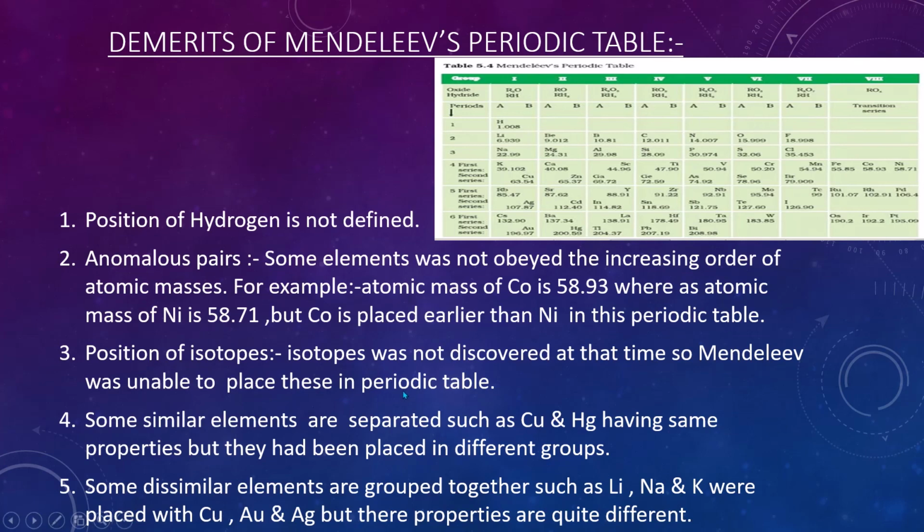Similarly, he placed some dissimilar elements together with another element. See here in the first group, group 1A, lithium, sodium and potassium are there, which are highly reactive elements. You know, sodium is kept in kerosene because of its reactivity. But he placed them with copper, silver and gold, which are the least reactive metals. Why is it placed here? There is no reason for that.